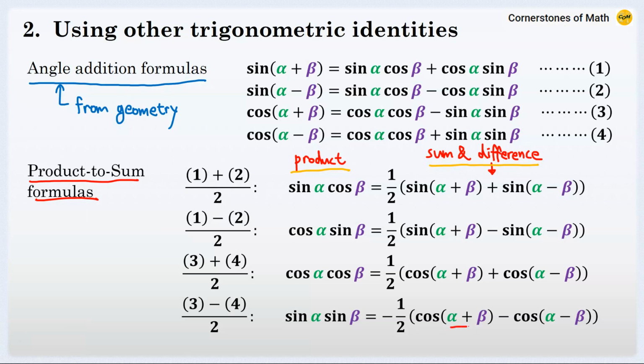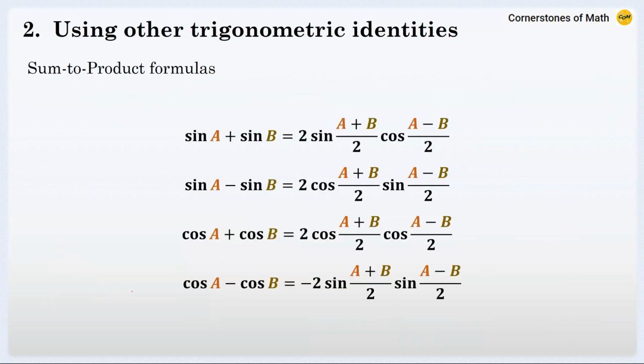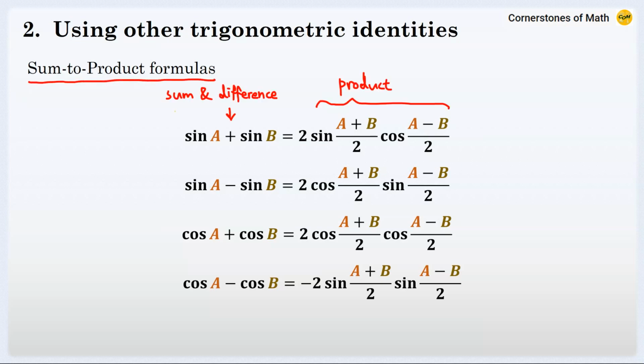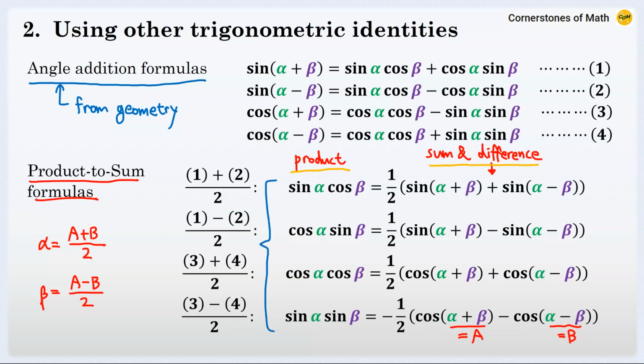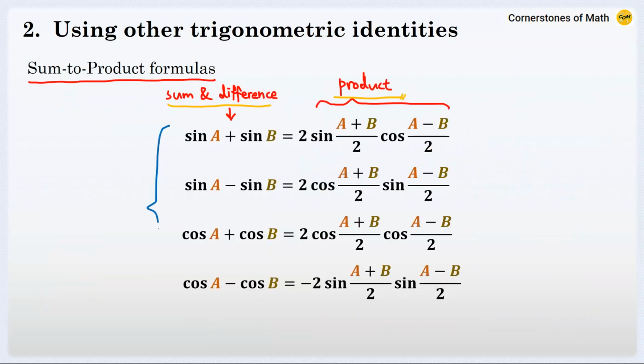Moreover, if we let alpha plus beta be a and alpha minus beta be b, which gives alpha as (a plus b) over 2 and beta as (a minus b) over 2, and rearrange a bit, we obtain these formulas, which are called sum to product formulas. As the name suggests, these formulas allow you to convert the sums or differences of trigonometric functions into products of trigonometric functions. So to recap, we are going to use these product to sum formulas and these sum to product formulas.